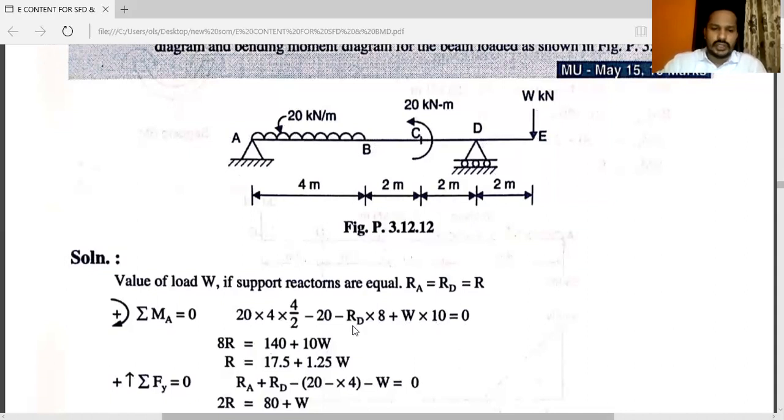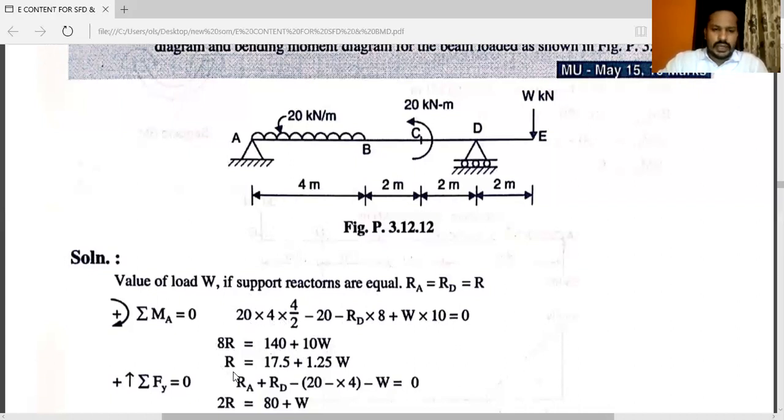In this equation, two unknowns are there. First one is RD and another one is W. But we know that RA is equal to RD is equal to R, because support reactions are equal, already given in the problem. So 8R is equal to 140 plus 10W. You will get this equation.